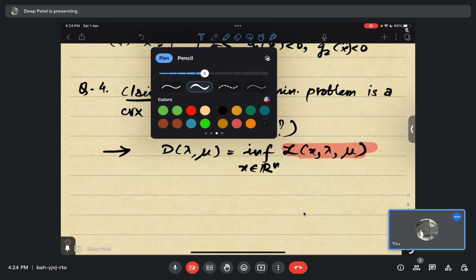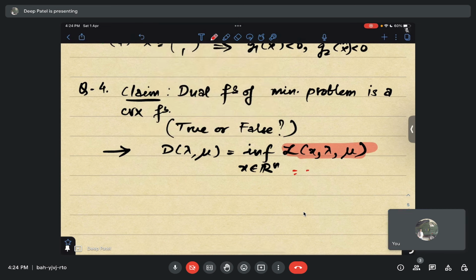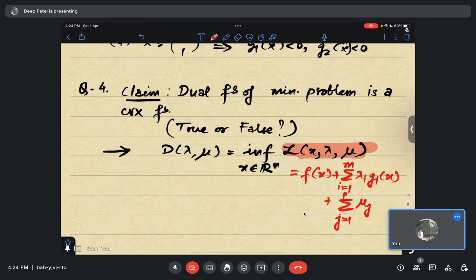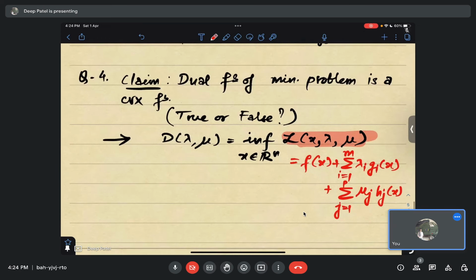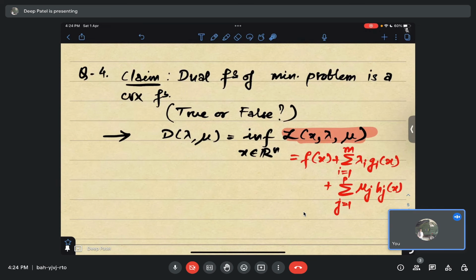The Lagrangian is nothing but the objective plus this thing. Yeah, so the objective plus lambda i g i of x plus mu j h j of x, right? Yeah. Okay, so the claim is that this dual function is a convex function.